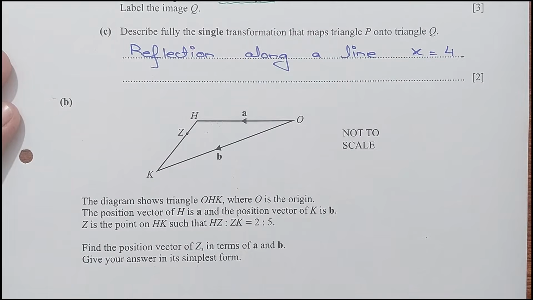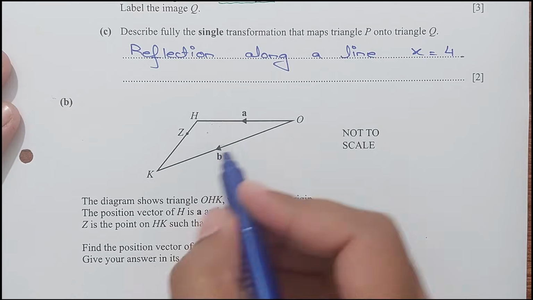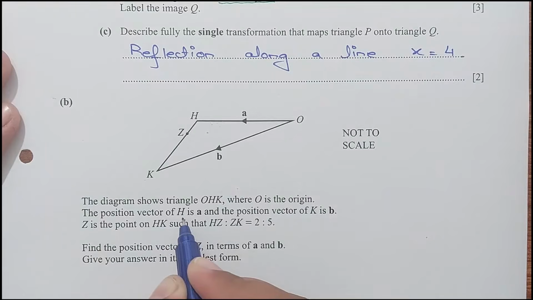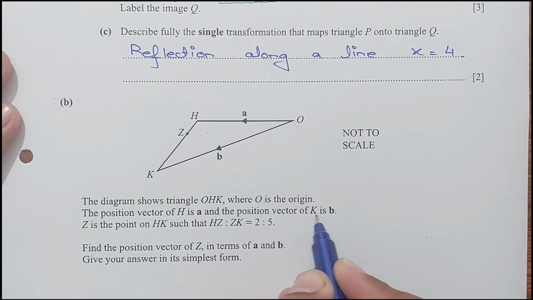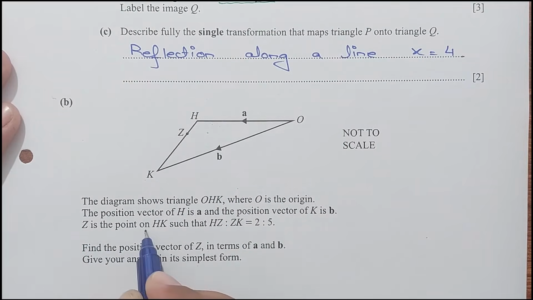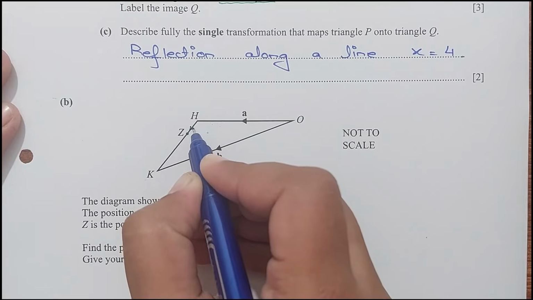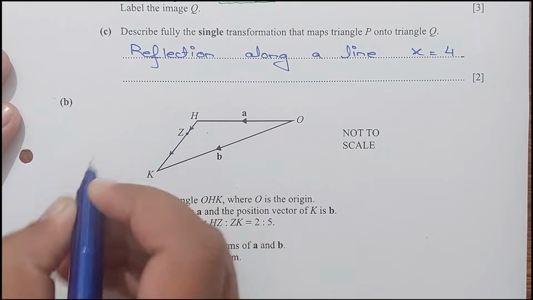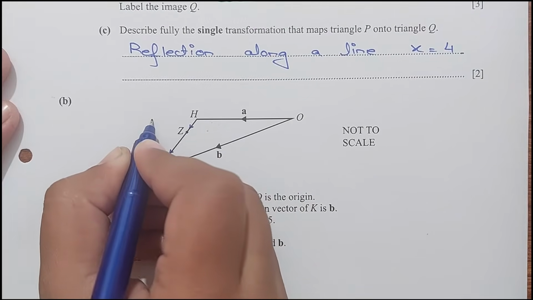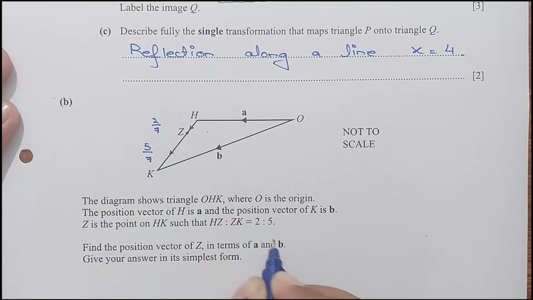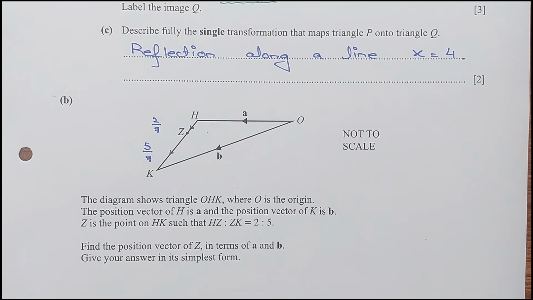Right, now for part B, the diagram shows triangle OHK, where O is the origin, the position vector of H is a and the position vector of K is b. OH is a and OK is b. Z is a point on HK such that HZ to ZK is in the ratio of 2 to 5. So HZ is 2 by 7 of something and ZK is 5 by 7 of something, because the total is 7. 5 plus 2 makes 7.